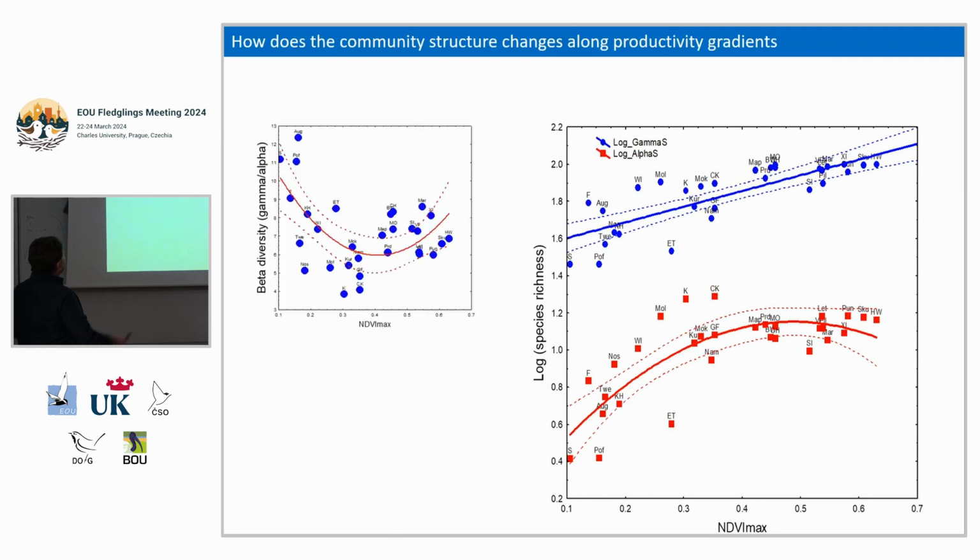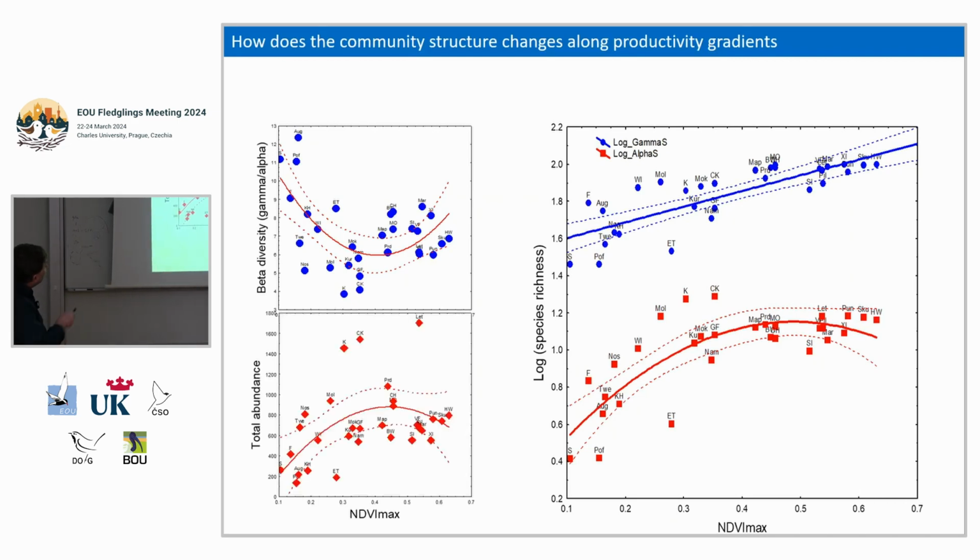So it is not that surprising that if we plot beta diversity along this productivity gradient, lowest beta diversity is here, because it corresponds to the actually lowest distance between these two curves. And now what happens with the abundances? It kind of mirrors the beta diversity patterns.